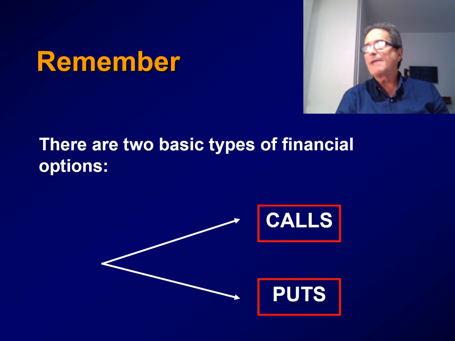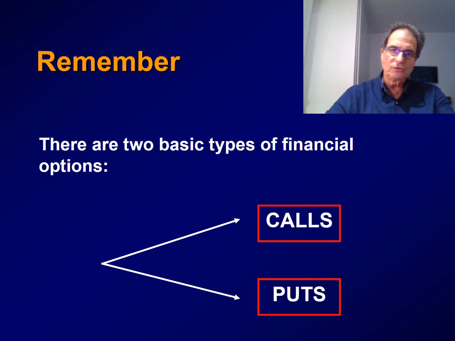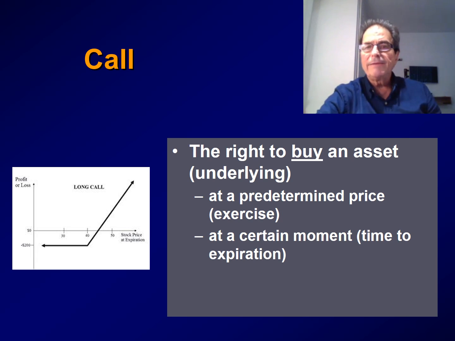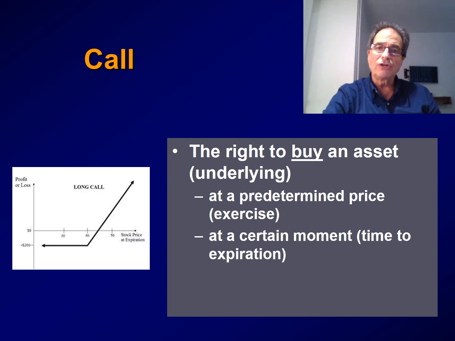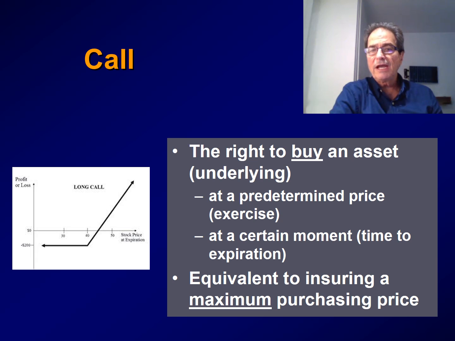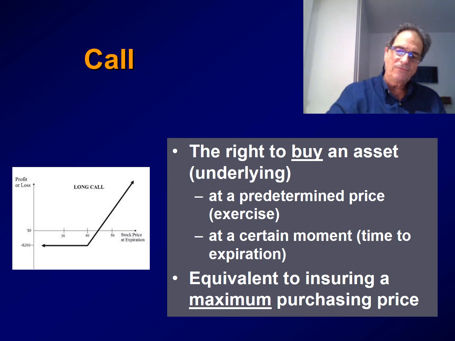There are two basic types of financial options: calls and puts. A call is the right to buy an asset, which is called the underlying asset, at a predetermined price, which is called exercise or strike price, at a certain moment in the future that corresponds to the time to expiration. A call is equivalent to ensuring a maximum purchasing price. An example of a call would be the right to buy a share of stock, say a stock X, for $10 within the next month, for instance.